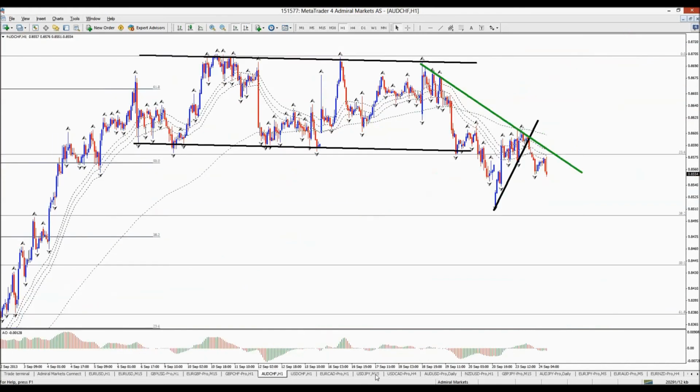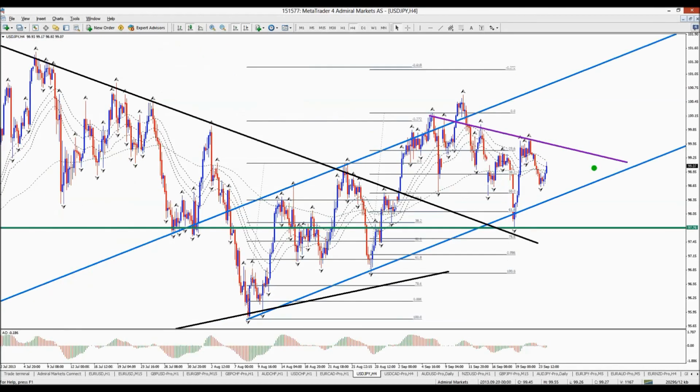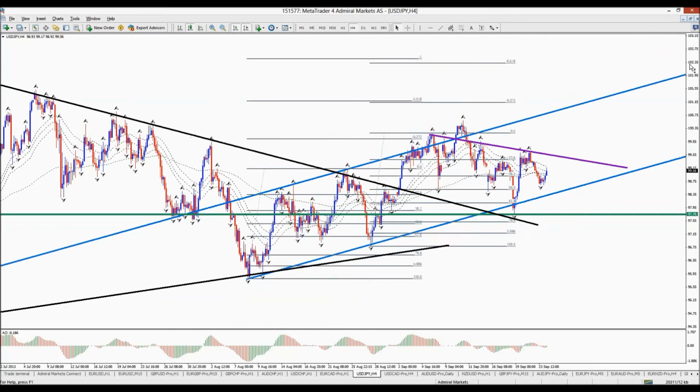Let's take a look at dollar yen. By the way, it is quite choppy, but if it would break out here, we could see some continuation up to 101.50, 101 here. Later on, maybe all the way to 102.30.